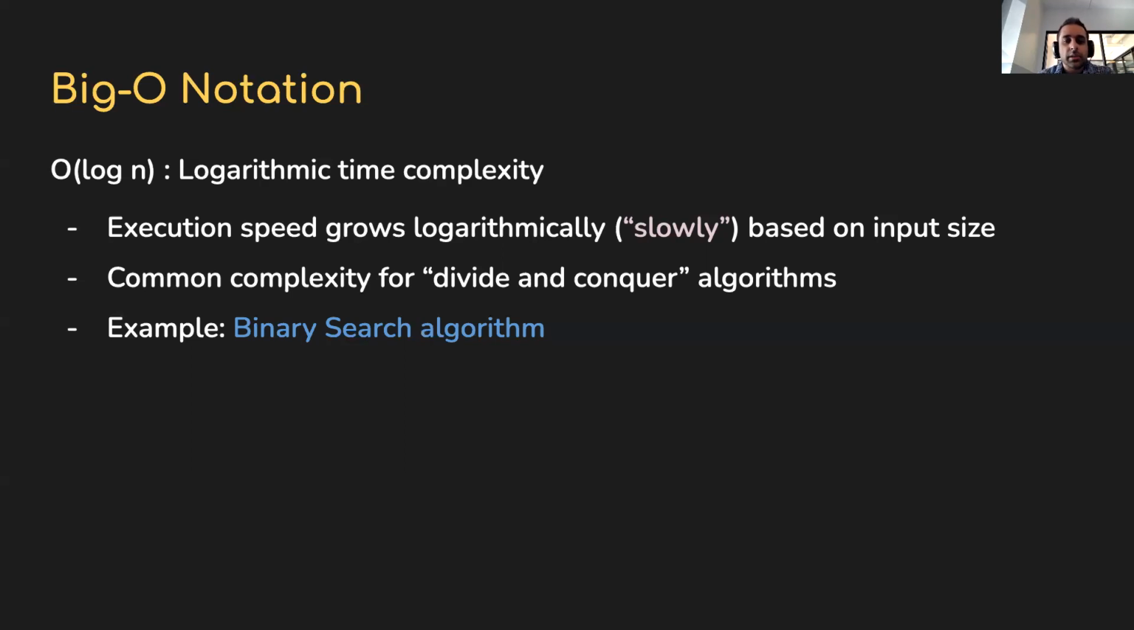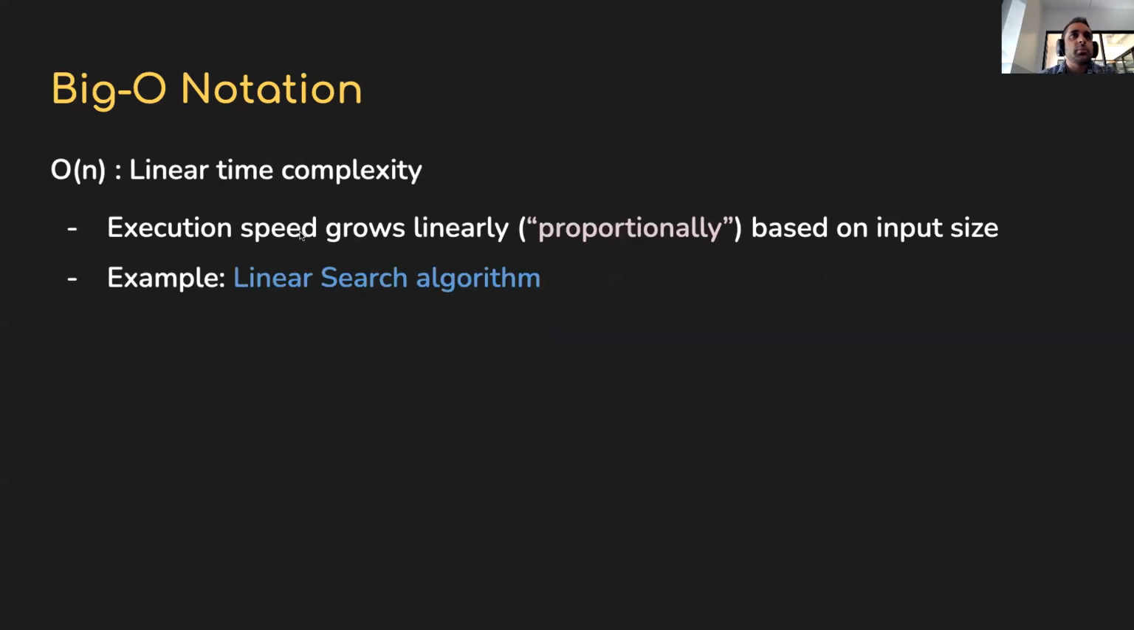I have another example of, we'll come back to binary search, but just know that binary search is log of n. All right, logarithmic time. Next up, we have linear time complexity. This one is pretty easy to understand in terms of execution speed grows linearly. Sorry, words are tough. Basically proportionally based on input size.